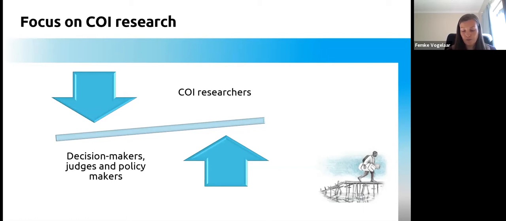And cooperation within the EU has focused on COI research and the quality of COI products. It has failed to recognize the importance of the evidentiary assessment by decision makers and policymakers and judges. And although the quality of COI products is very important, it is equally important for decision makers and judges and policymakers to be able to appreciate the quality of COI. They need to be able to appreciate the evidentiary value of COI and to determine what all the information taken together actually conveys about a well-founded fear or a serious risk.